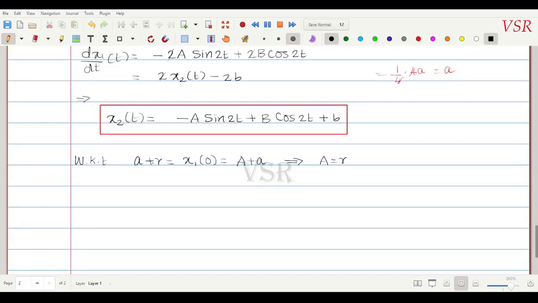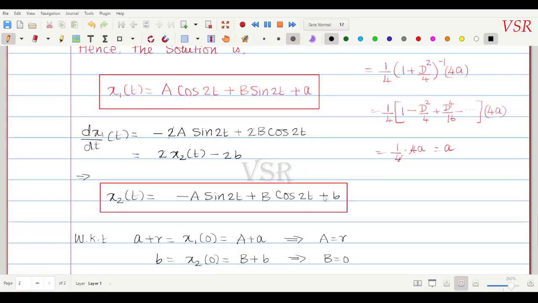In the same way, b which is equal to x2 of 0, which is equal to x2 of 0. When we put 0 here, the a term becomes 0. So what do we get? b plus b only. So b plus small b. This implies that capital B is equal to 0. b is on both sides, so capital B becomes 0. So what is my x1 of t? Instead of a, R, and instead of b, 0.